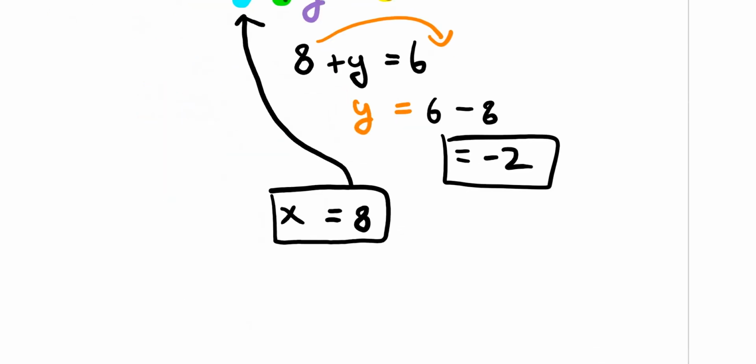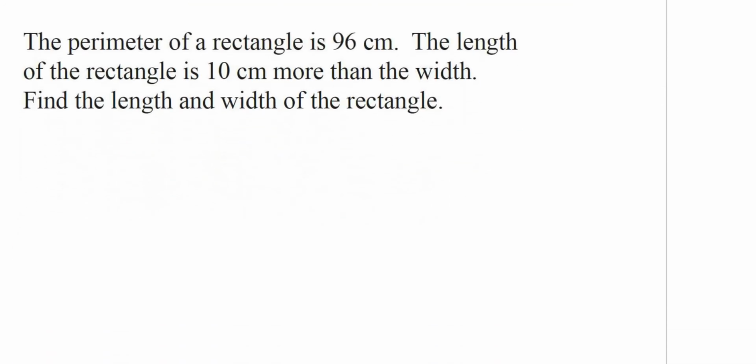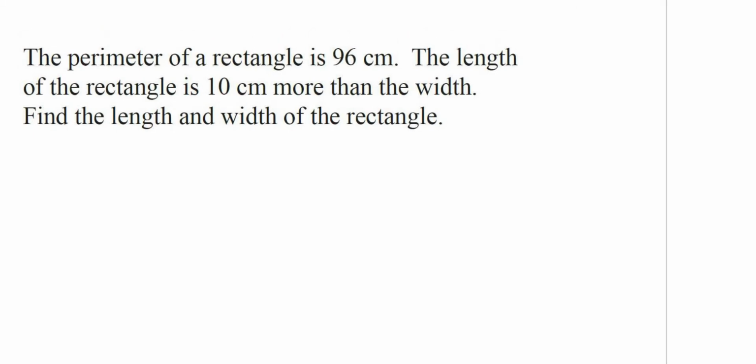Okay, let's move on to the next question here. I have a perimeter of a rectangle type of problem. So the perimeter of a rectangle is 96. So if you want, you can go ahead and draw a rectangle out. And the length of the rectangle is 10 more centimeters than the width. Okay, so let's just label this. This is L, this is the width, and this is the width.